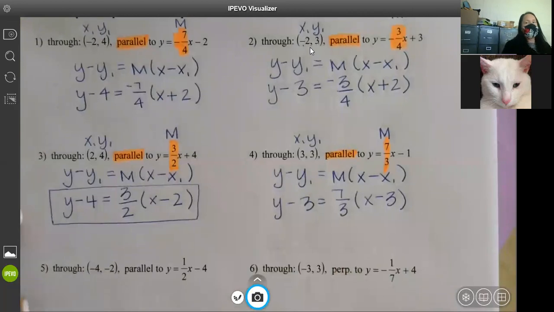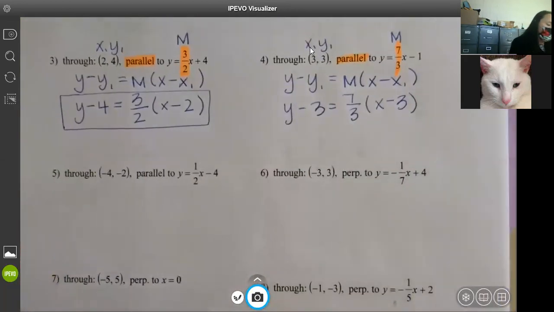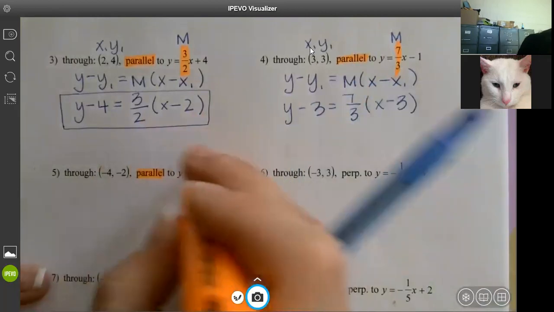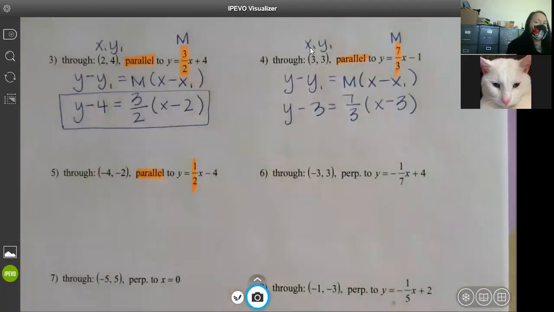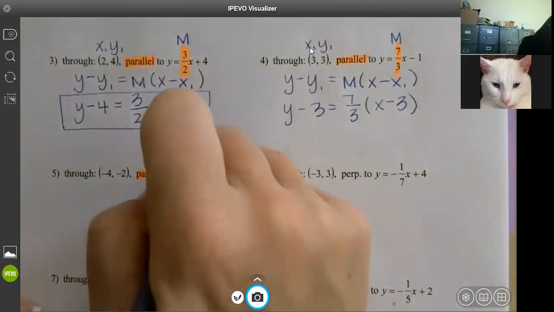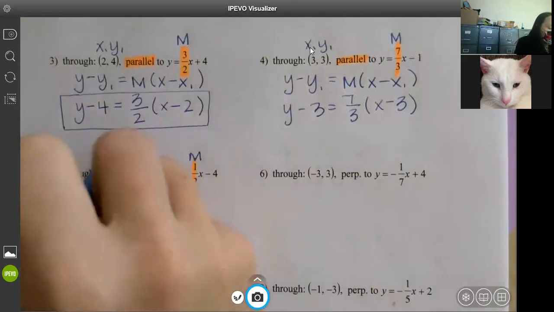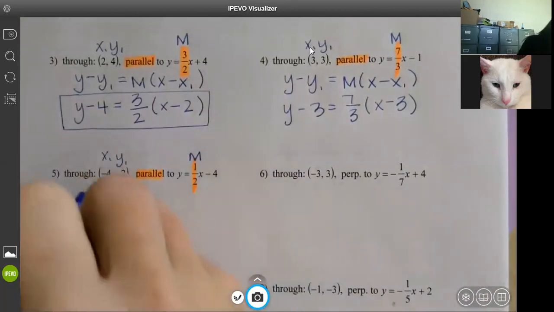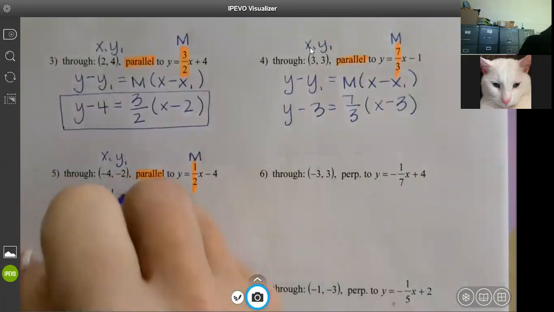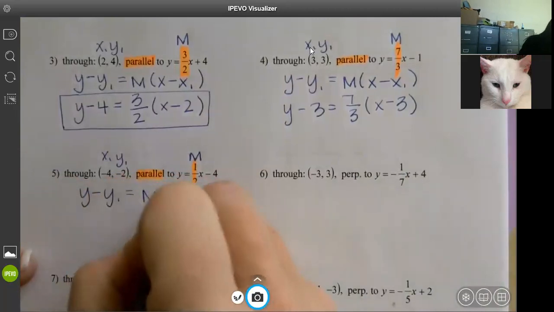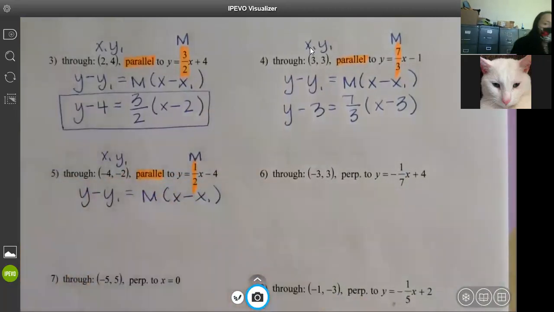One more parallel, and then we'll switch to perpendicular. So it says parallel to y equals 1/2 x. We just need the 1/2. This is your x1, y1. Just give me 1 second. We're going to plug it into y minus y1 equals m times x minus x1. So what do we change it to?